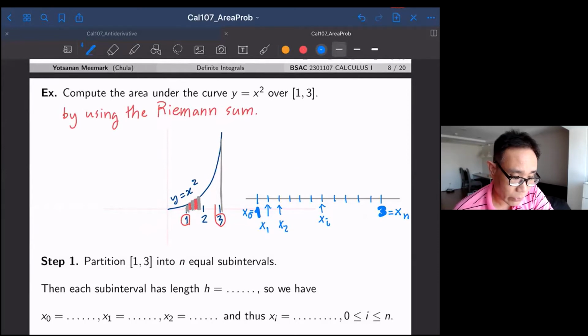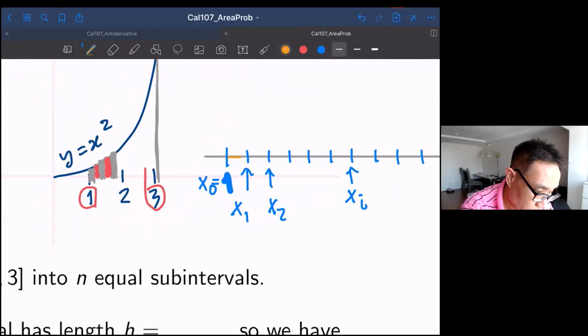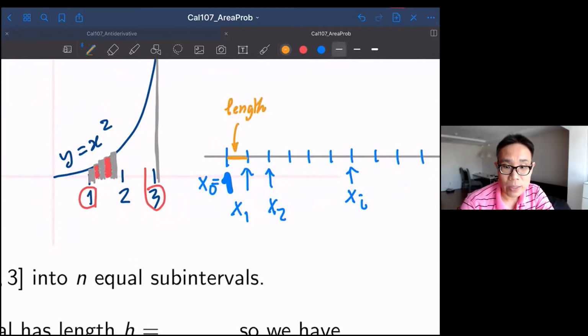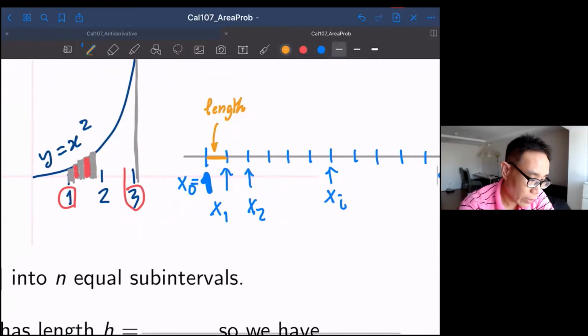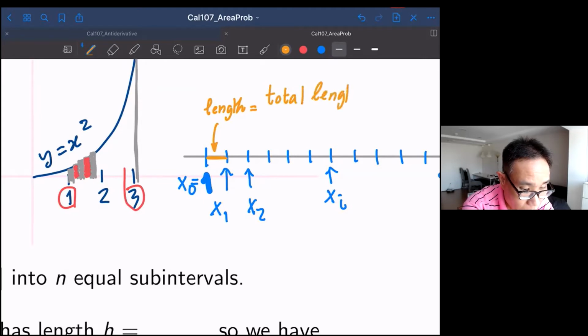You want to know the length of each piece. What is the length of this piece? It turns out to be the total length divided by the number of pieces.